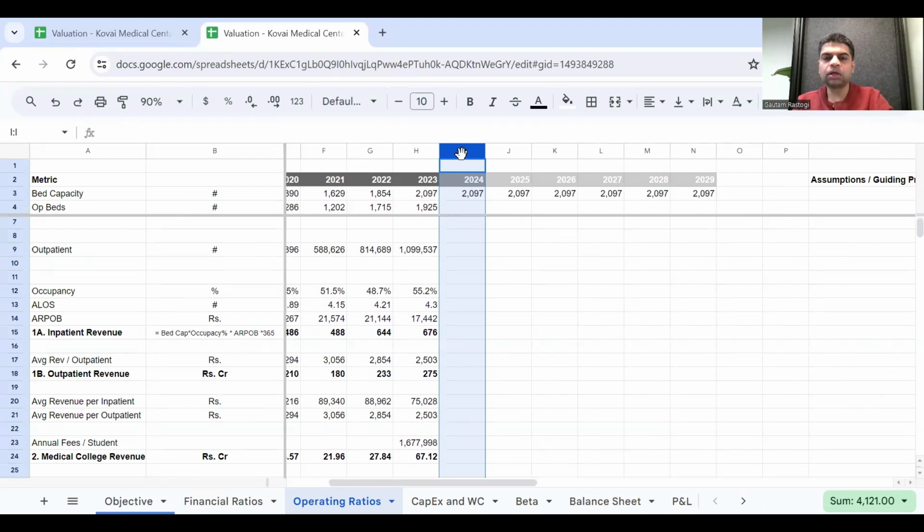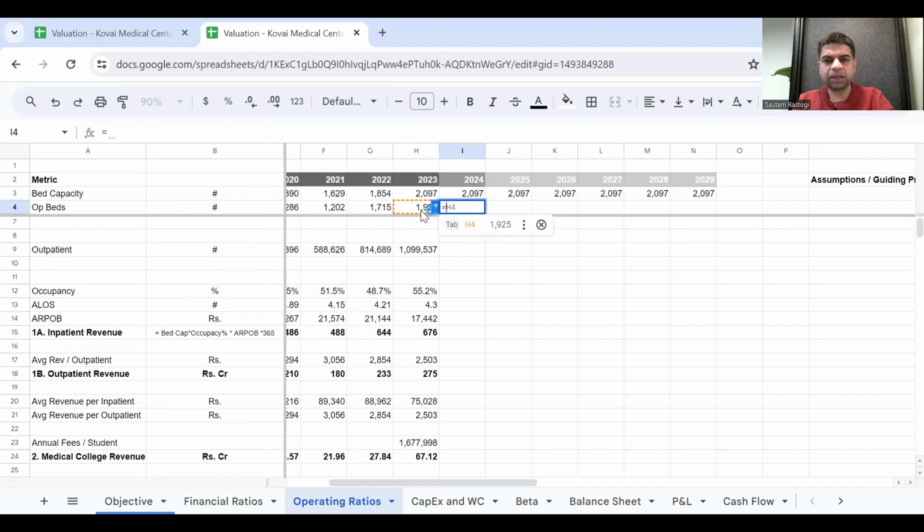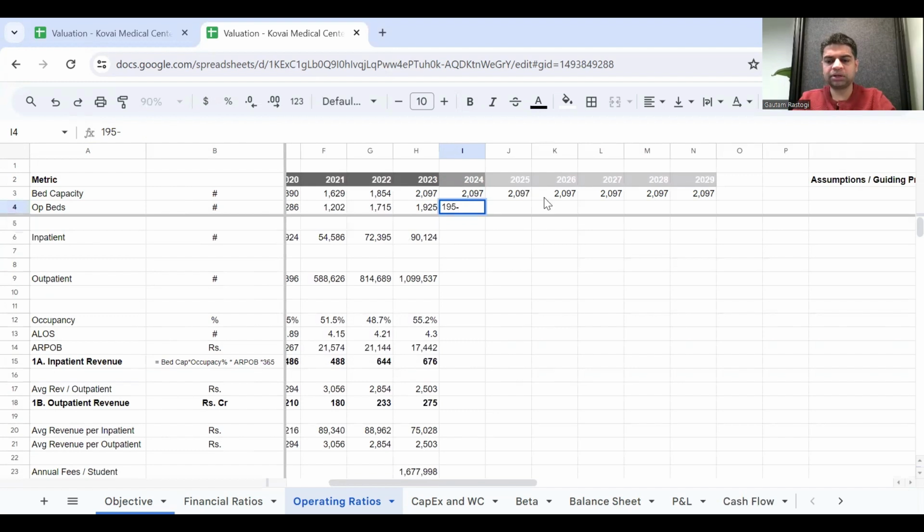So still there are 2 months. What we do is we'll project out revenue for this year as well, and we'll cross-check it with the half-yearly revenues that have been reported and see if we are in a close ballpark. So now let's do operational beds. Again, I'll assume a slight increase. So let's say 2,000 beds are operational.